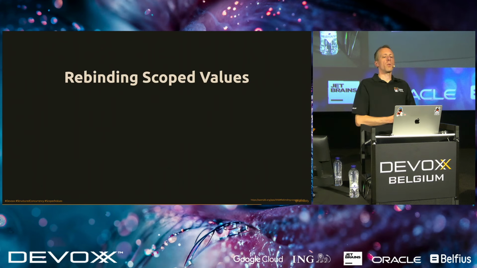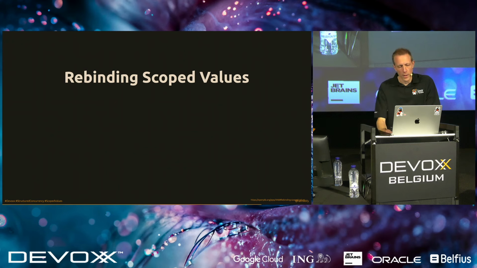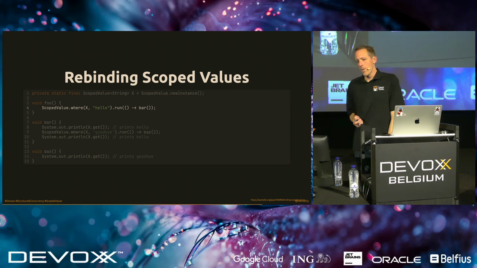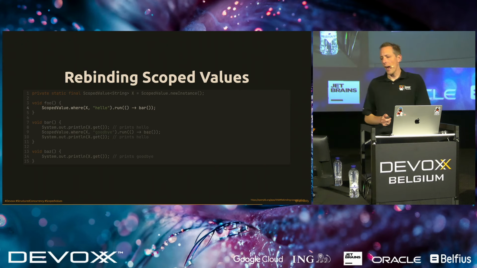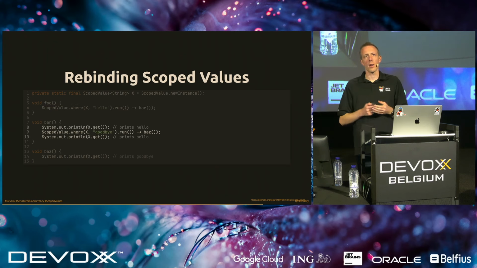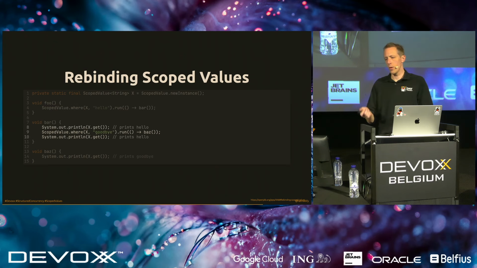So I said that scoped values are immutable, and they are. But that doesn't mean that they cannot be rebound. So it's possible to rebind scoped values, but in an immutable way. I've taken the code example from JEP 446 as an example. So we've defined a scoped value here called X. We bound it to hello. And for the entirety of the bar method, X refers to hello.